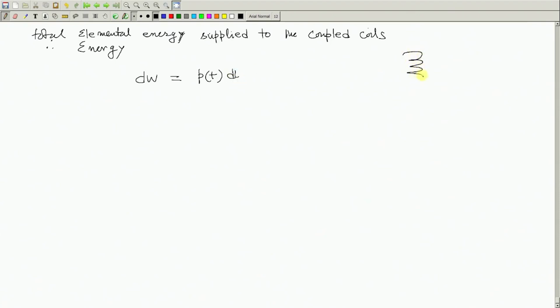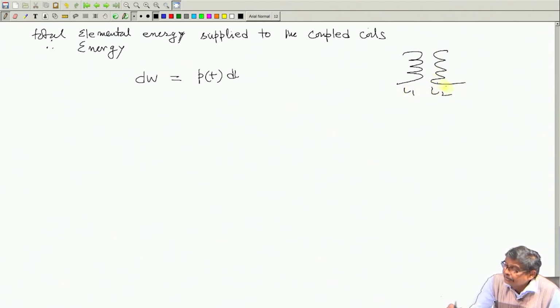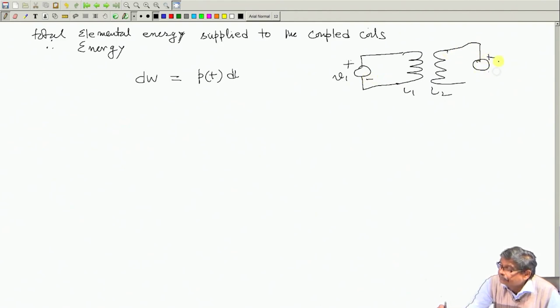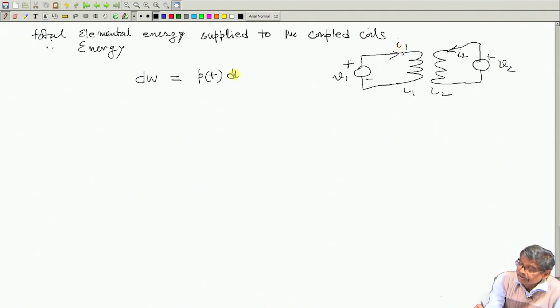Redraw the circuit here for ready reference. So, this was L1, this was L2, this is V1 minus, this is V2, and I have assumed current to be flowing like this, and this is I1. So, P(t) dt is the total energy supplied.